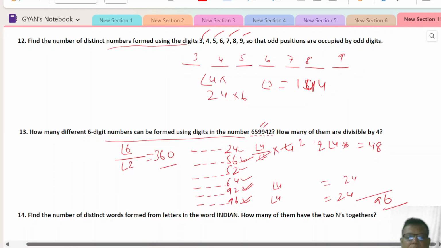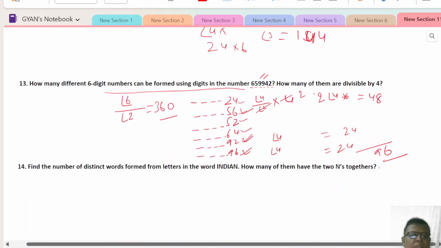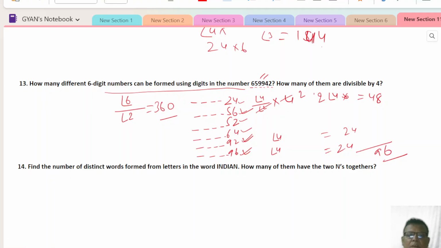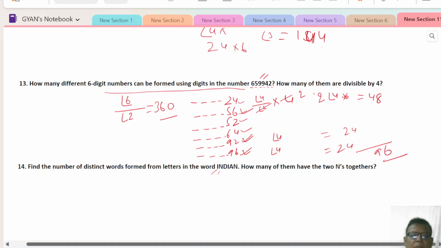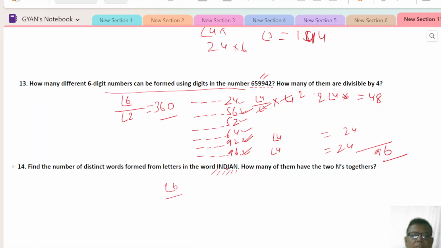Now come to question number 14. Find the number of distinct words that can be formed from the letters of the word INDIAN. How many of them have the two ends together? So first, how many can we count? 1, 2, 3, 4, 5, 6. So factorial 6 by factorial 2 equals 180.